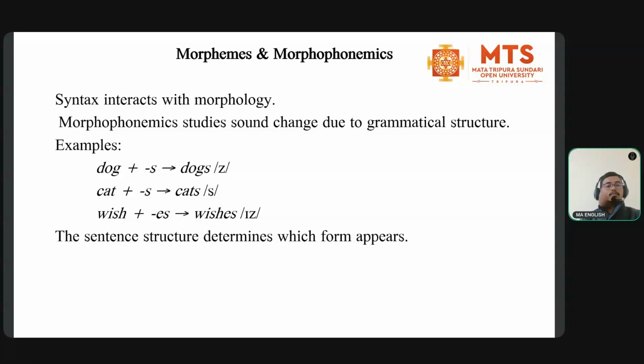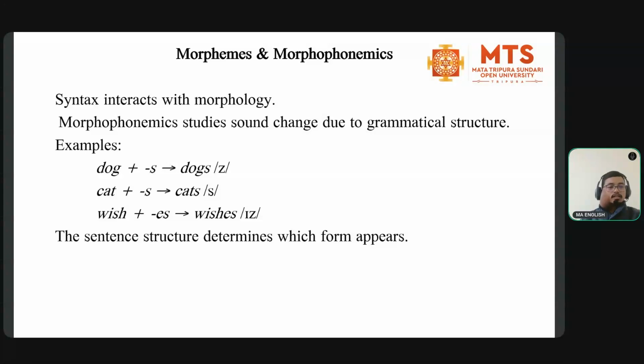Why does this happen? Because the sentence structure and the sound environment decide which form appears. Right? They decide the structure and the sound environment. I mean, the sentence structure and the sound environment.